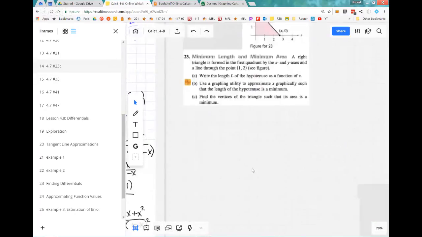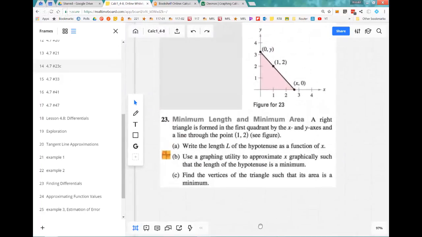Yeah, so here's the problem in the book, in the drawing. Minimum length and minimum area. A right triangle is formed in the first quadrant by the x and the y axes and a line through the point (1, 2). So you can see the point (1, 2) up here, and you can see it's got the x-axis and the y-axis, and it forms a triangle, which is this pink thing in the picture. All right, so we know it goes through point (1, 2).